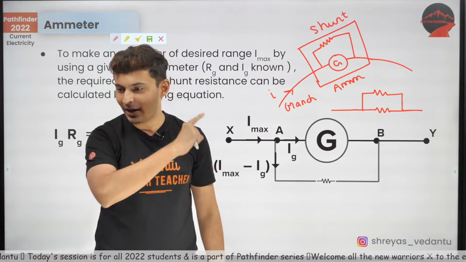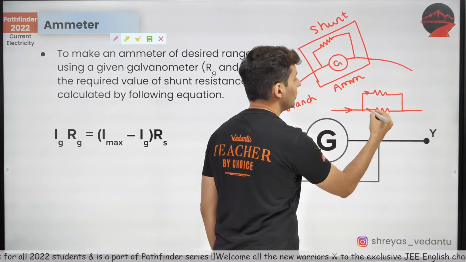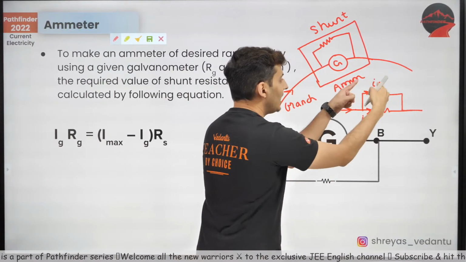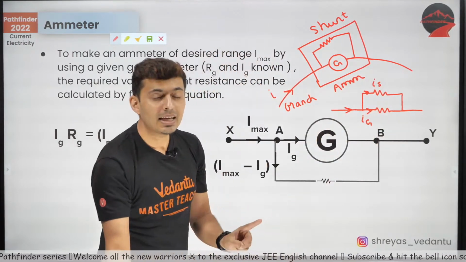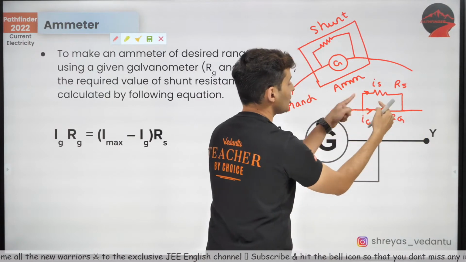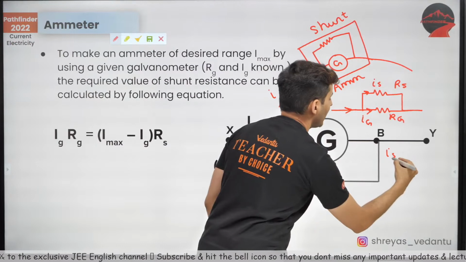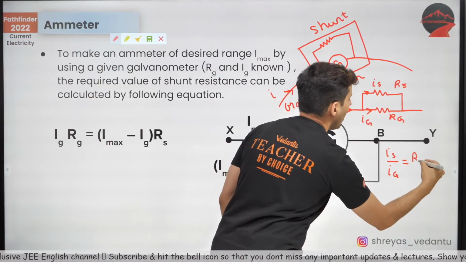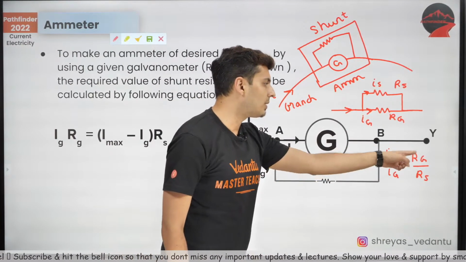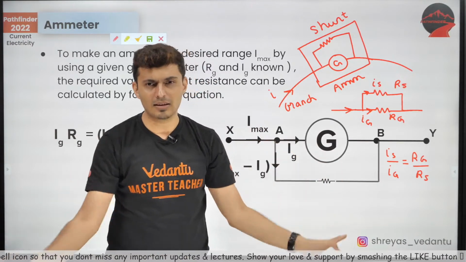All right. Now, here is what happens. This current will get divided into these two branches, current through the galvanometer and current through the shunt, and this ratio will be inversely proportional to the resistances. This is the resistance of just the galvanometer, this is the resistance of the shunt. So you can just say IS by IG will be RG by RS. Keep this in mind. This is inversely proportional. So you just solve it like a normal series and parallel circuit.